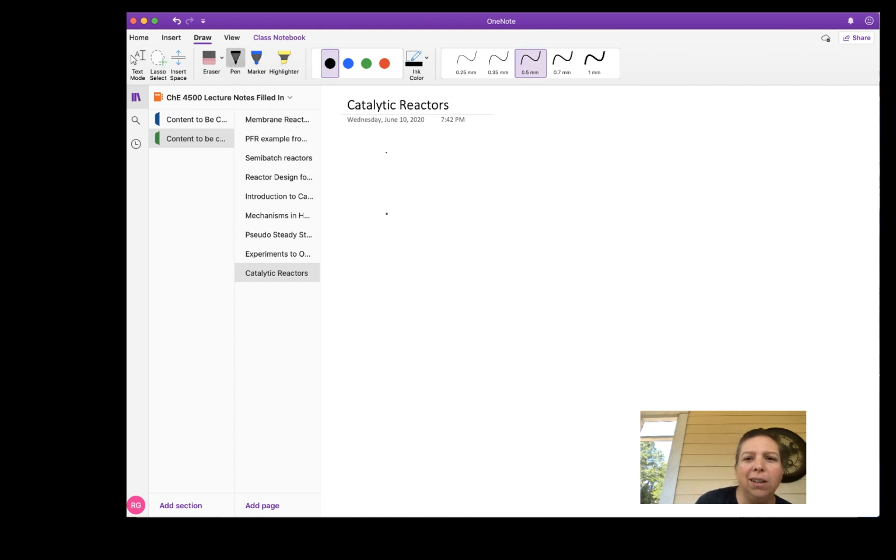Okay, so the last thing I want to talk about under this topic of catalysis is, we've been focusing on the molecular level when we talk about catalysis, and now I want to bring that back up to the reactor level. So we think about a catalytic reactor. So the reactor level looks something like this, and I'm going to use a tubular reactor as an example.